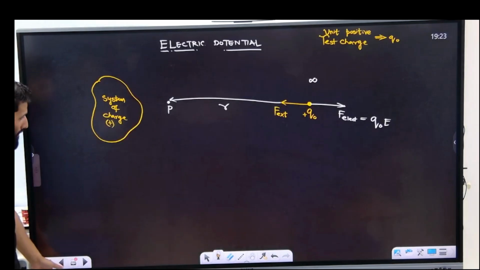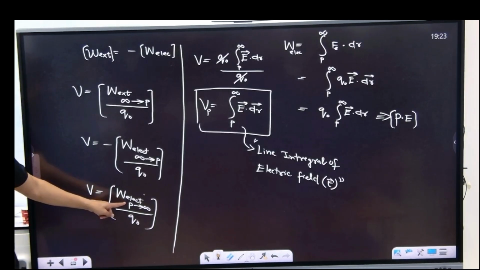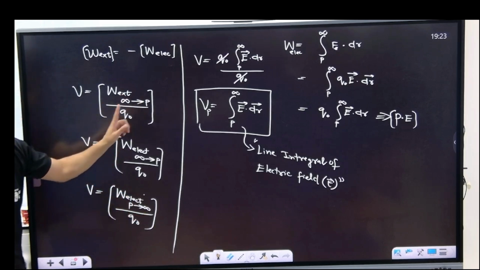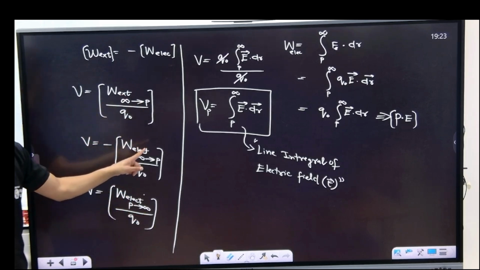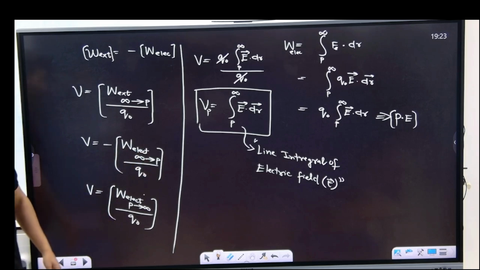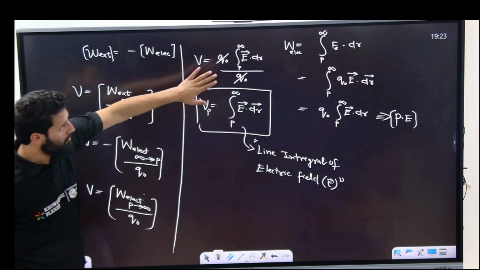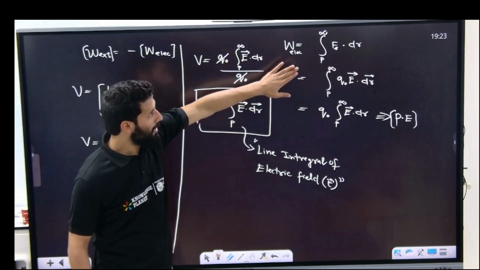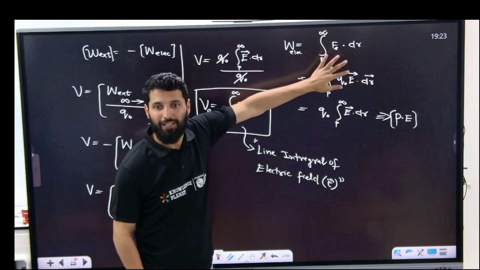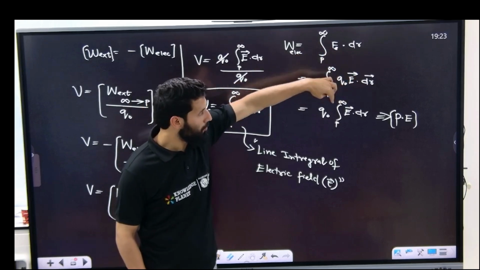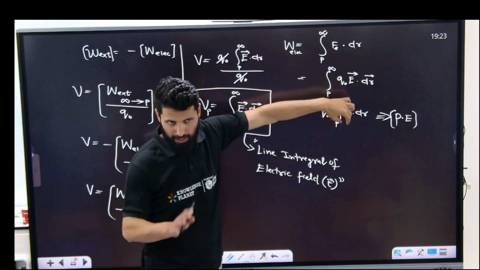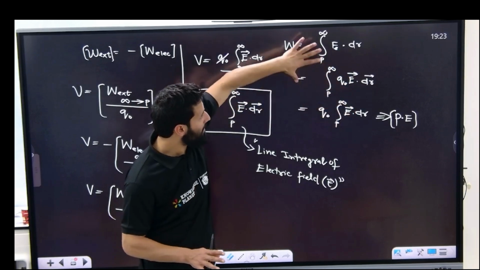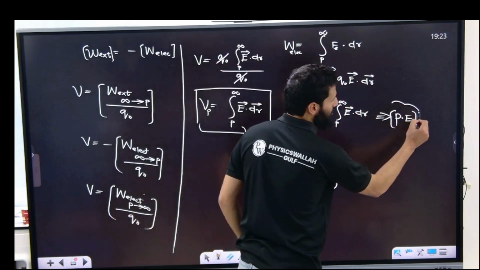Now you see this. Because I defined electrostatic force from P to infinity, the external force from infinity to P is the negative of the electrostatic force. Is it clear? Then I did nothing, I just found the electrostatic force work done. F dot dr simply. F is Q into E dr. So Q I took out. E is not variable, that's why I didn't keep it integrated. Now this is work done, which is basically stored in the form of potential energy.